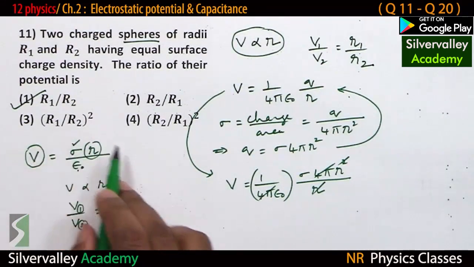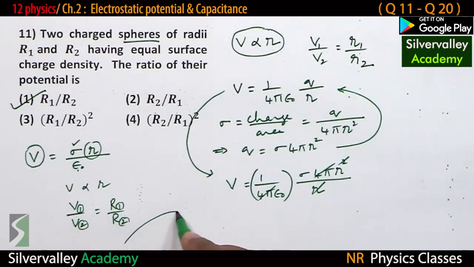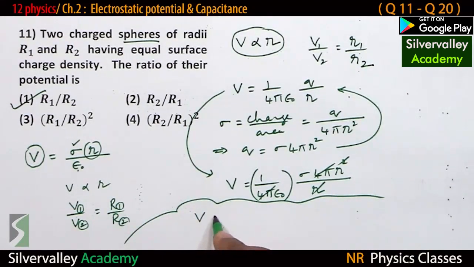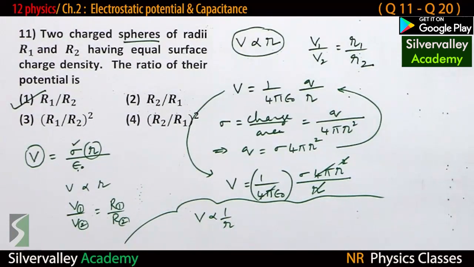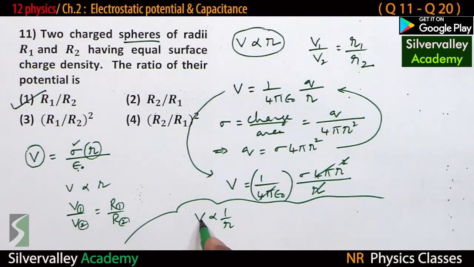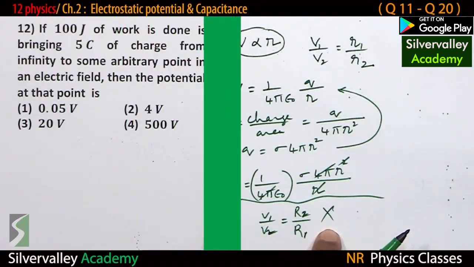And which is the most common mistake? Potential is inversely proportional to R. This is potential at a point due to point charge. It is not due to some spherical charge. So if someone uses this, then V1 by V2, they will consider R2 by R1, inversely proportional. So this is the mistake, common mistake.